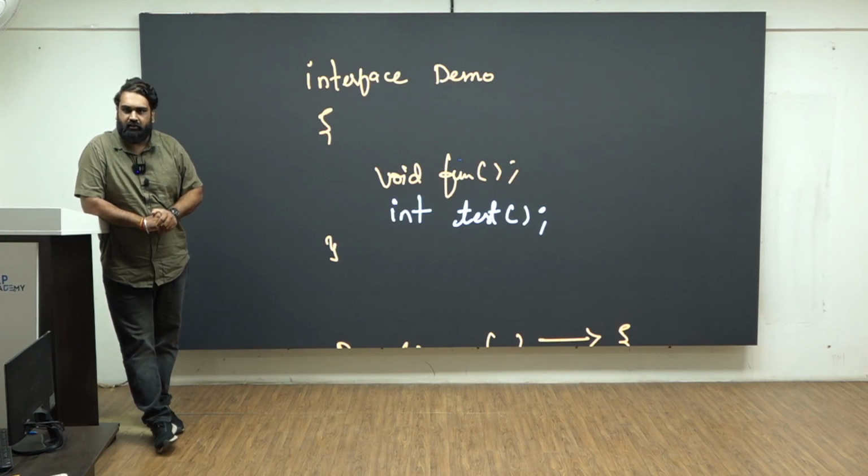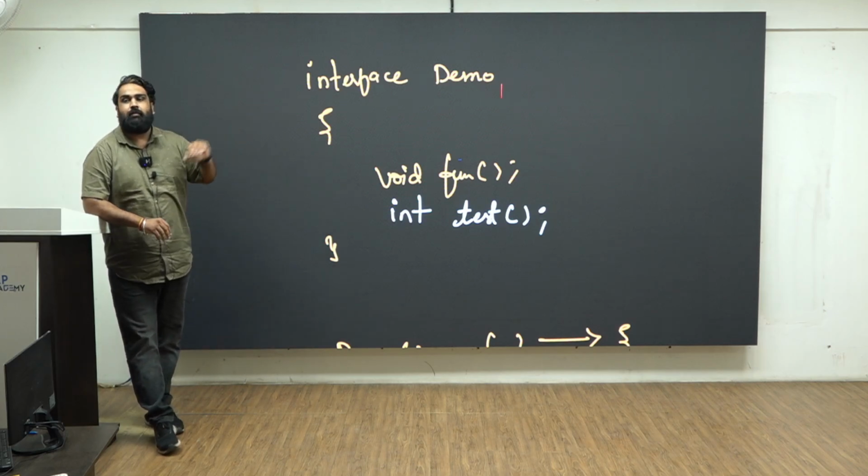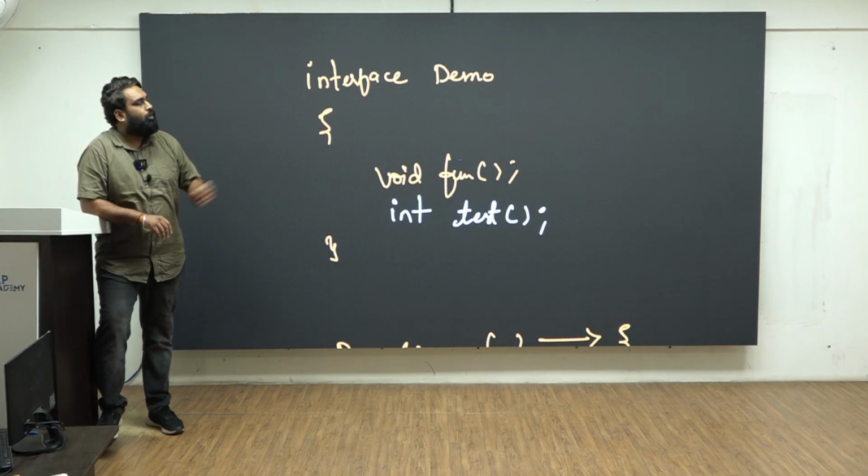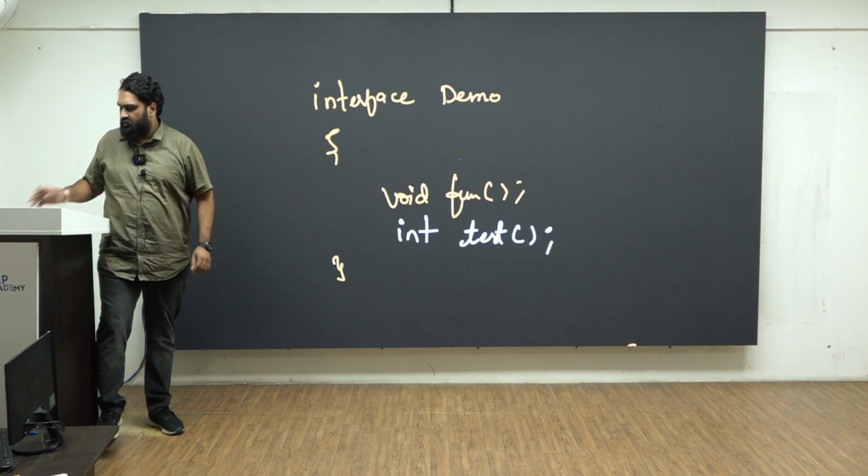Are you able to understand this? So how will my program tell me there is an error?